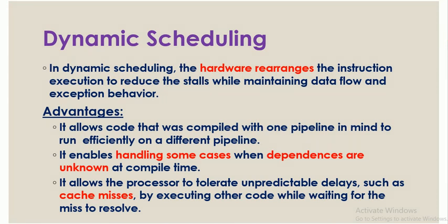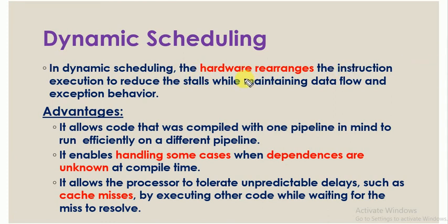Now what is happening with dynamic scheduling? We will be having a comparison with static scheduling. In the case of static scheduling, we are having the changes applied to the software, or the set of instructions that are available within the system. We are applying some software technology within the set of instructions. But in the case of dynamic scheduling, here comes the involvement of the hardware.